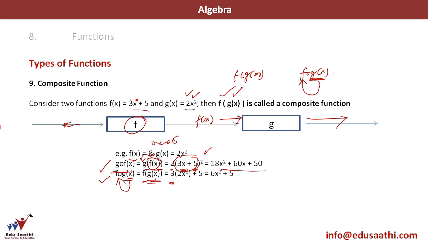Now instead of this x, I'll put the value of g(x) and write it as 3 times (2x square plus 5). Again, I open this up. This is the value for f of g and this was the value for g of f. This is what a composite function looks like. A composite function is something where you find out the first function, and the output of that function serves as an input for another function.